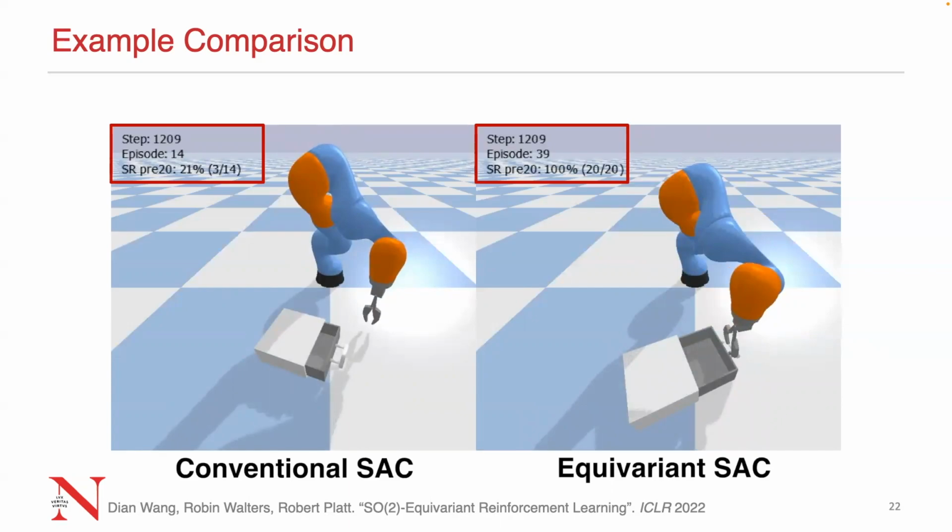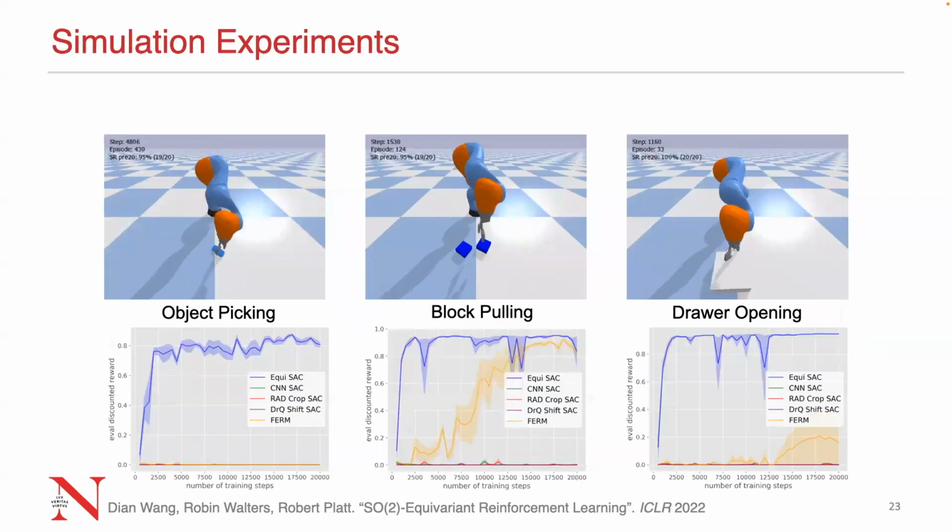This is a bit small, but here the equivariant stack can completely solve the task with a 100% success rate after 1,200 training steps. But after the same amount of training steps, the conventional stack can only reach a 20% success rate. So, more quantitatively, here I show the comparison.